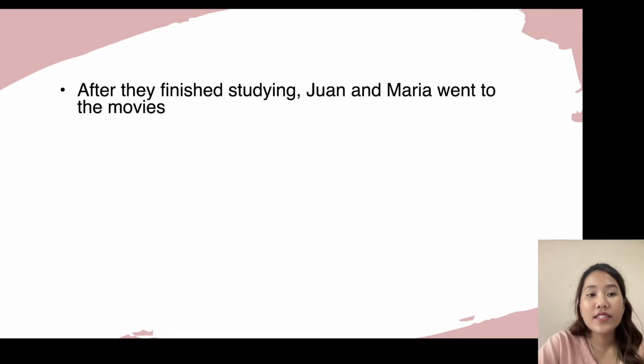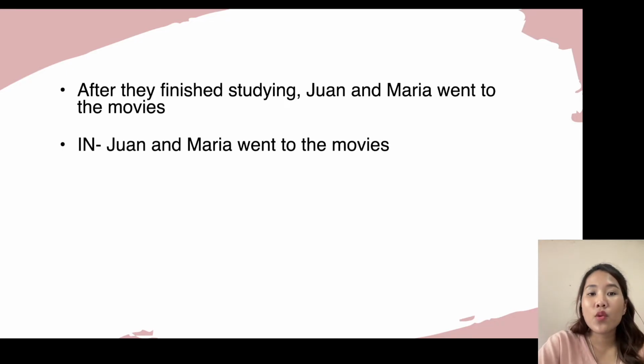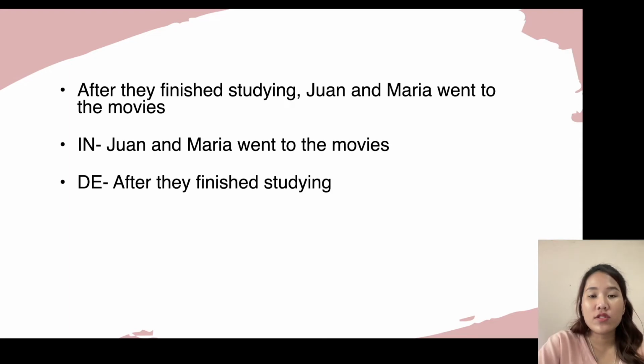And another example, like adverbial clause that we can find in the complex sentence, like after they finished studying, Juan and Maria went to the movies. So independent clause is Juan and Maria went to the movie, and dependent clause is after they finished studying.